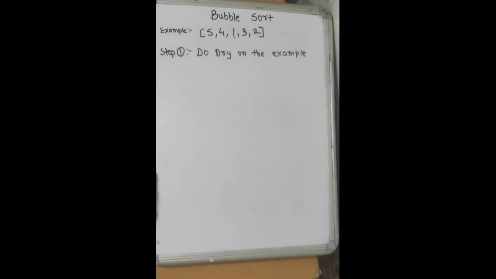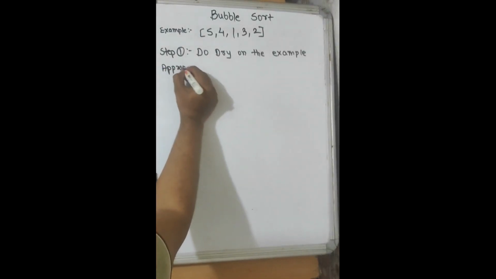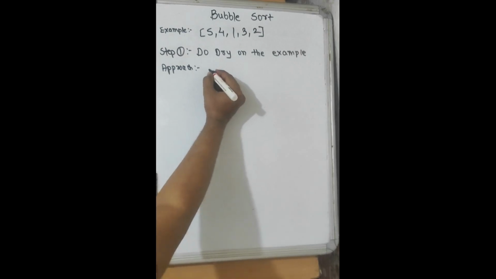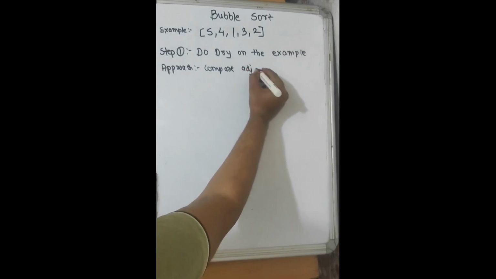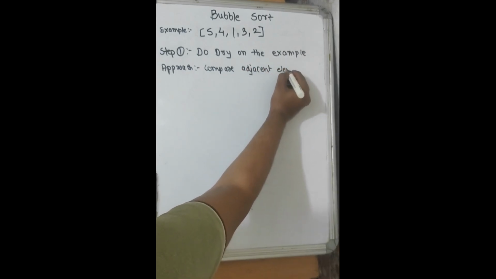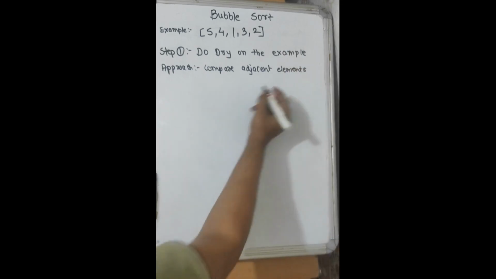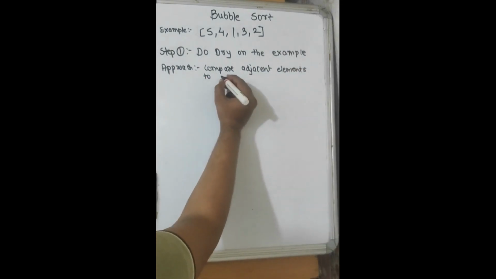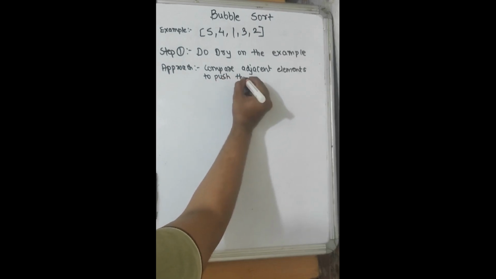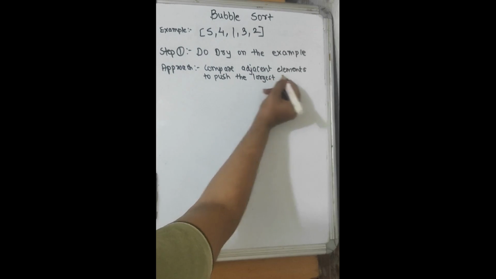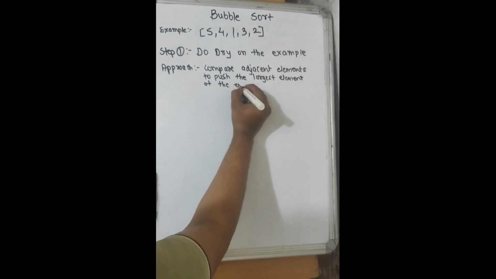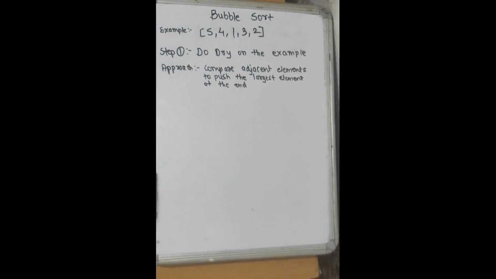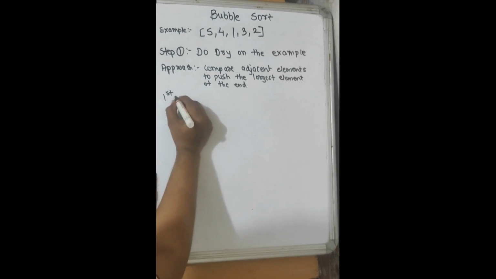For step 1 we will do a dry run on the example. For this the approach will be, we will compare the adjacent elements to push the largest element at the end. So let's do the first iteration.